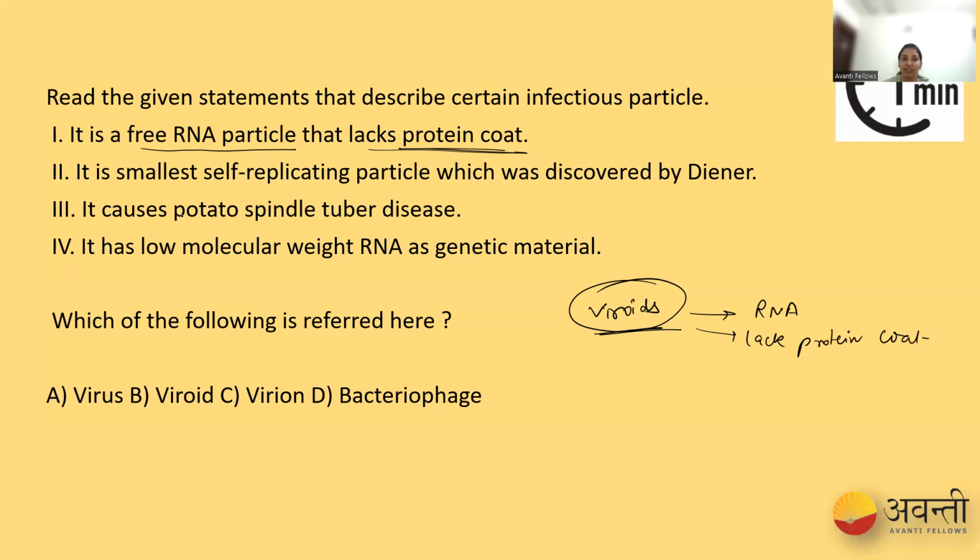They cause a disease which is the potato spindle tuber disease. They were discovered by Diener. They have low molecular weight RNA. These are the characteristics of the viroids. Remember this, very, very important. So the correct option is option number B. Please remember the characteristics of virus, viroids and prions which is given in NCERT. And remember the disease which is associated with the prions.